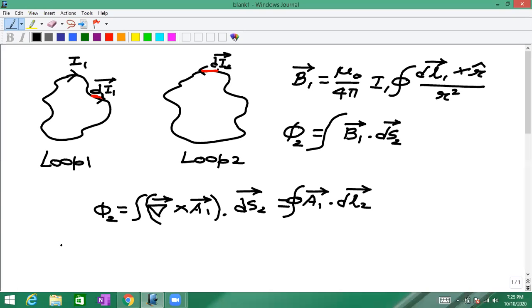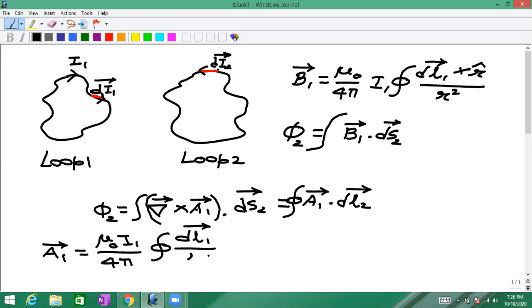Okay, A1 vector dot dl2 vector. This will be the expression of phi2 in terms of vector potential. But there is also an expression for A1 vector. A1 vector is equal to mu naught I1 by 4 pi, closed integration of dl1 vector by r.